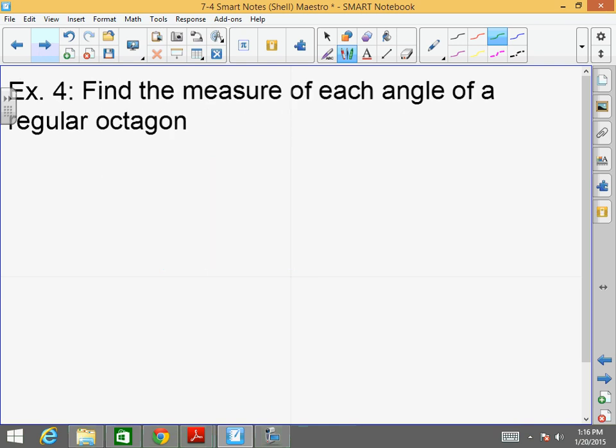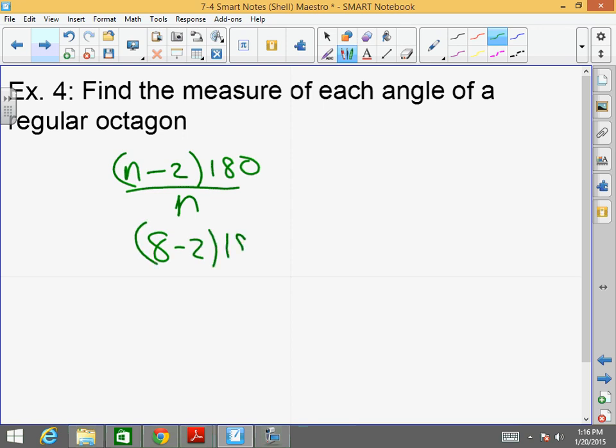Okay, 2 more and we're done. Find the measure of each angle of a regular octagon. Okay, n minus 2 times 180 over n gives you the individual angle measure. If they do not say exterior, they're talking about interior here, guys. So we got 8 minus 2 times 180 over n, which is 8, right? So we've got 6 times 180 over 8, and 6 times 180 equals 1080 divided by 8. So that equals 135 degrees.